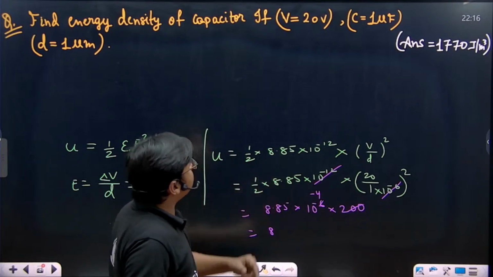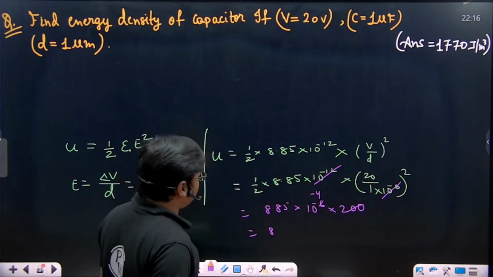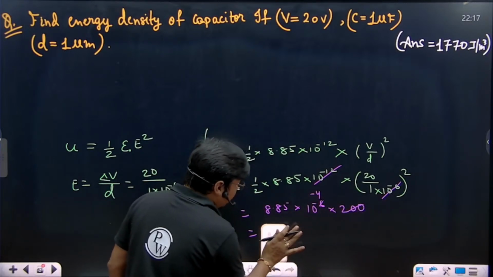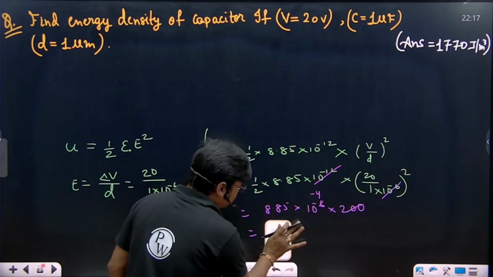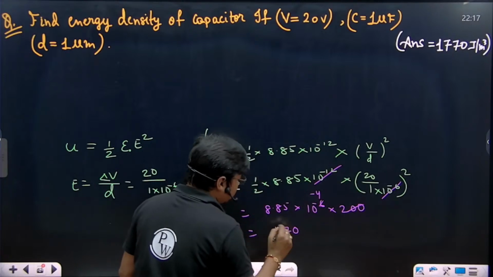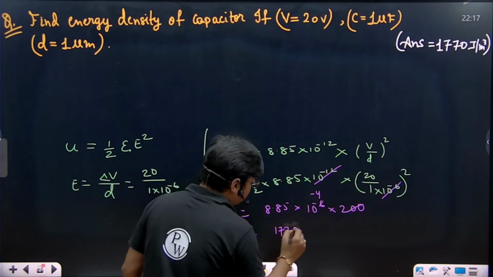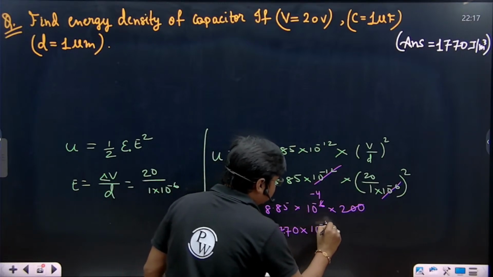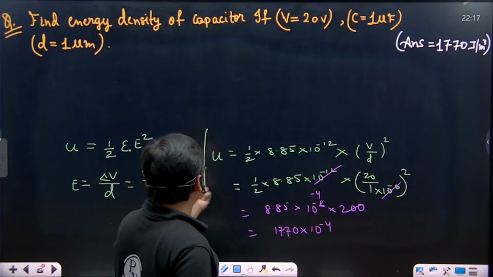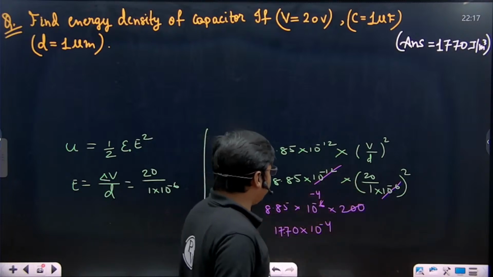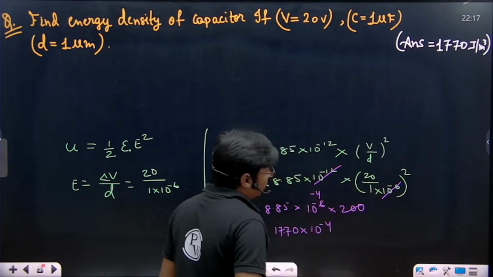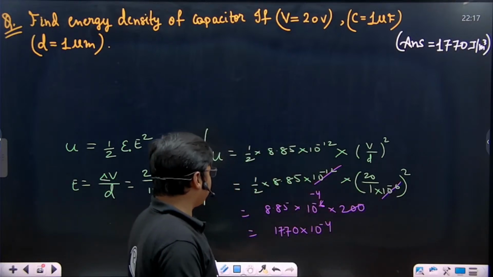Half epsilon naught E square, correct. So this D will be 1 micrometer, correct. What we are getting is 8.85 into 10 to power minus 12. Is that okay? So half epsilon naught E square, if it comes up, it will be 10 to power minus 6, 10 to power minus 12. Yeah, correct. It will be this one only. Is that okay?